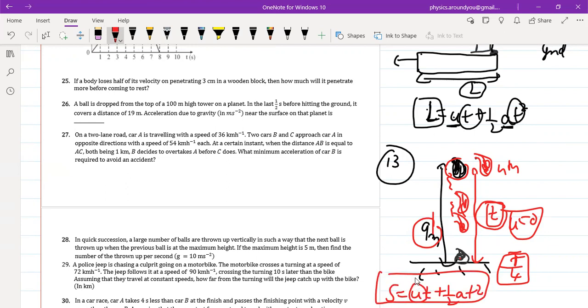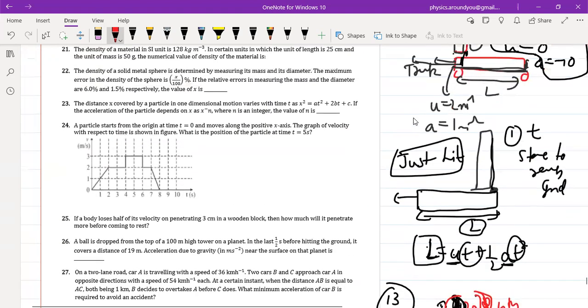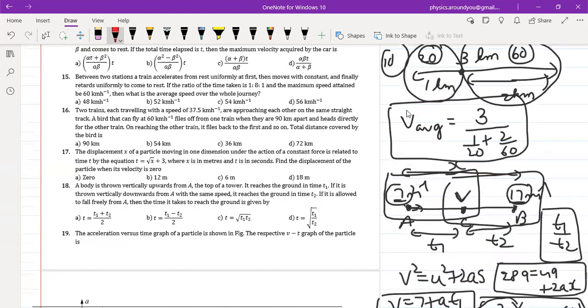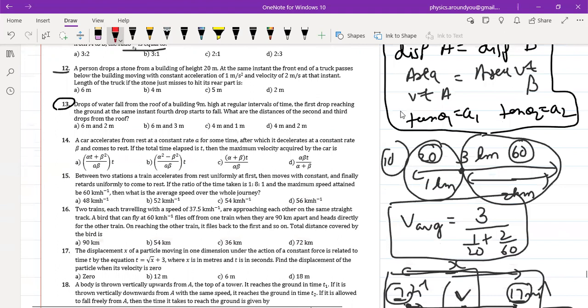But you may need to consider the time difference between the second one and the third one. The time difference would be the total time by 4. You put it in the equations and you may arrive at the answer. 13th one. I will not discuss these in much depth because such examples are already there in the module. It is expected that you have done one of these for your tests. So that is question number 13.